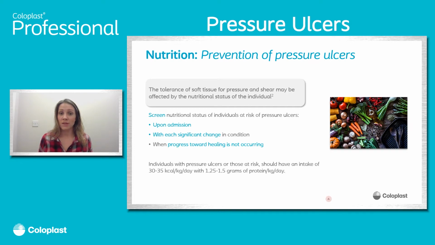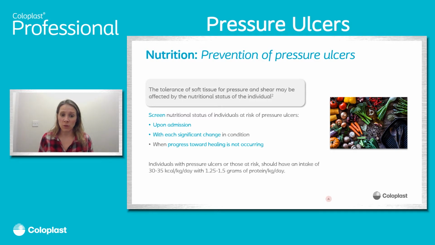Nutrition is another real helper when it comes to prevention of pressure ulcers. We need to ensure that somebody is getting the right nutritional intake and that they are eating and drinking well enough to support their body and their bodily functions. So we need to check what their nutritional status is on admission, and we again have nutritional assessment tools to help and support us with this.